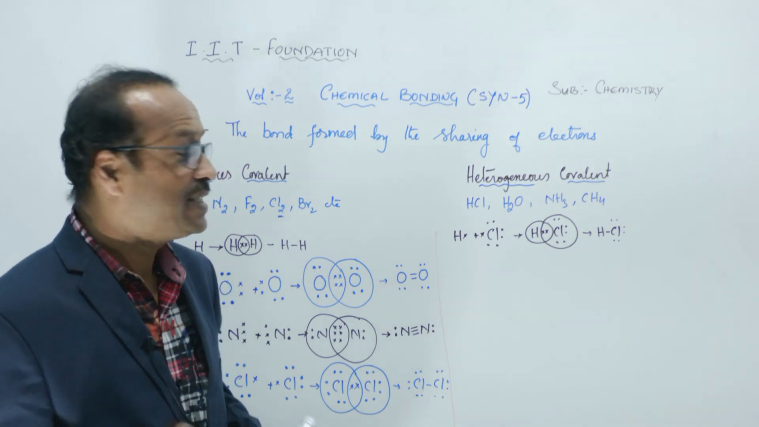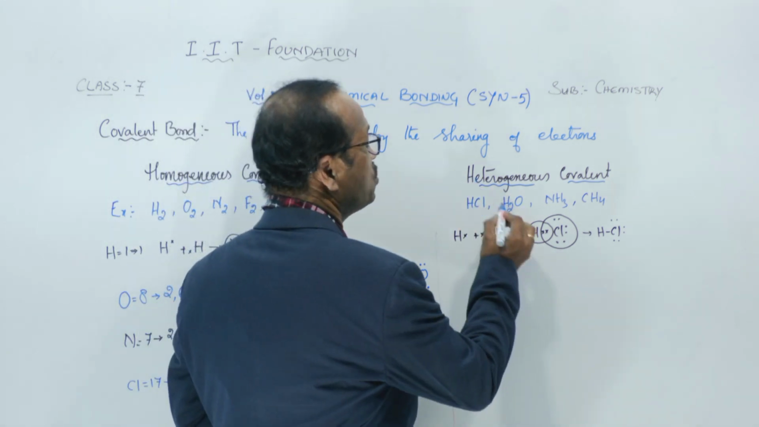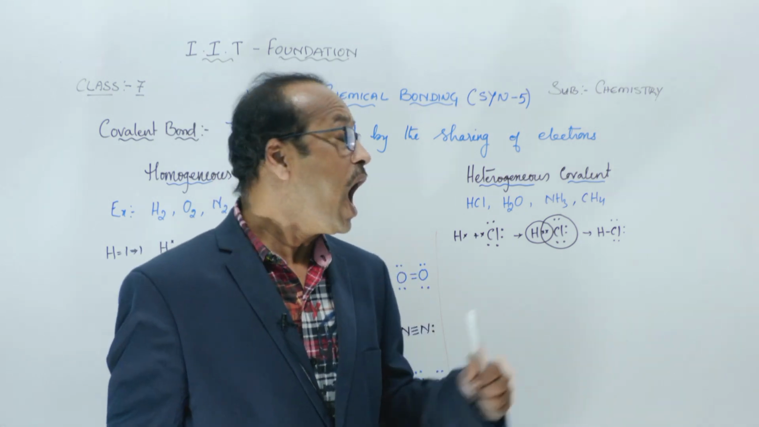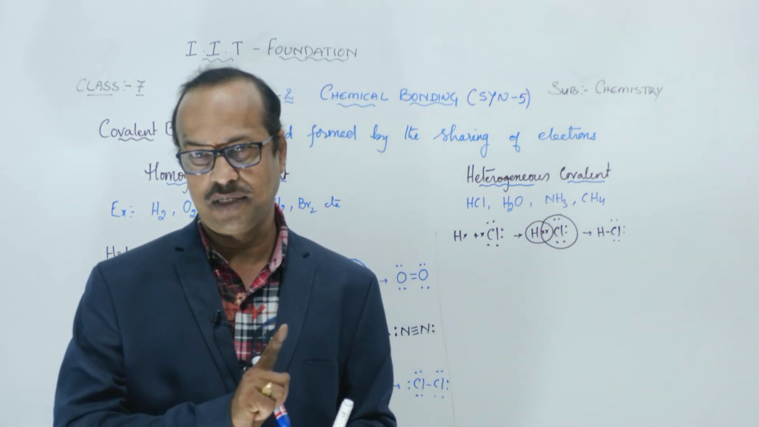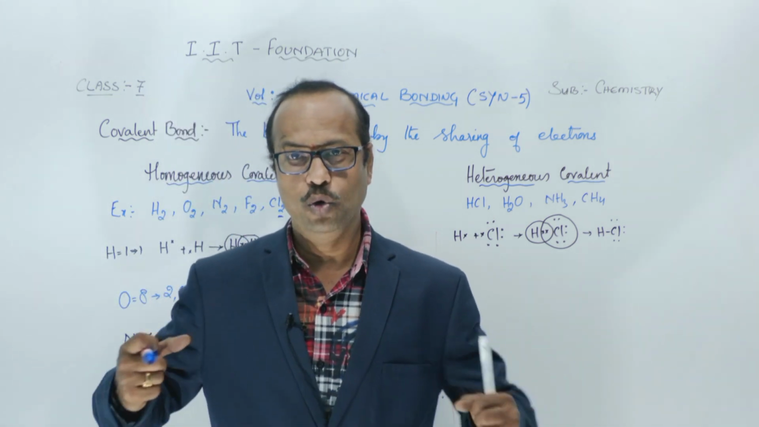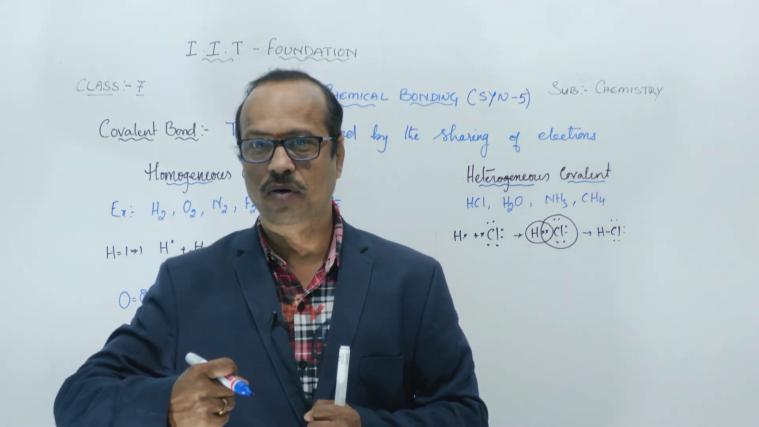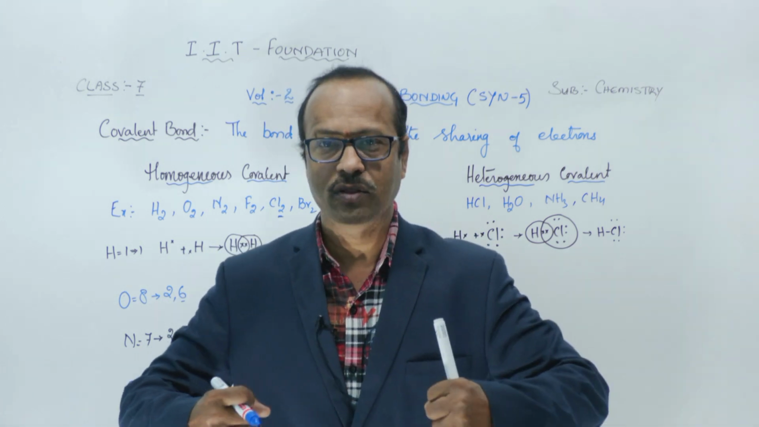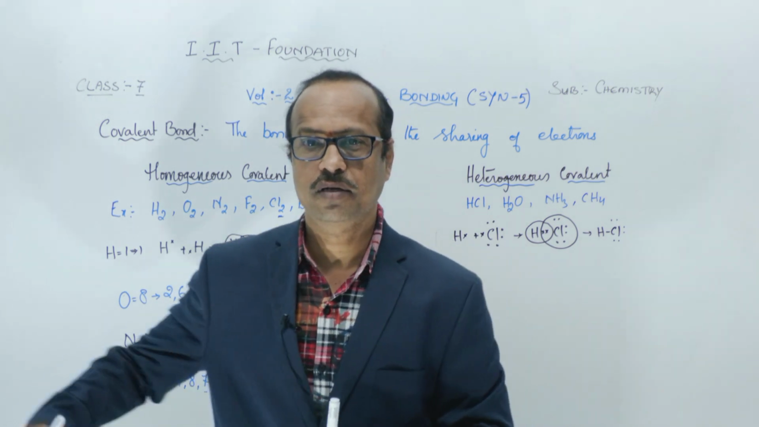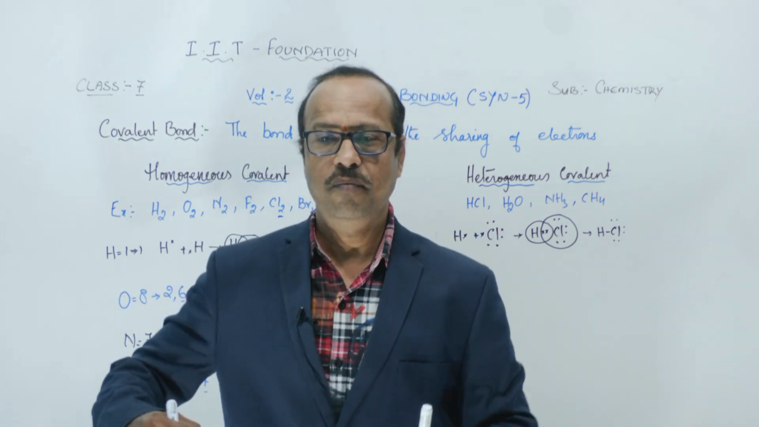Now let's go to the second one. What is the second one? Water. So here in the water molecule, how many hydrogens are there? 2 hydrogens. How many oxygens? Only 1 oxygen. Oxygen is 1 and hydrogens are 2. So oxygen will be in the middle, with one hydrogen here and one hydrogen here. Now it forms the water molecule.